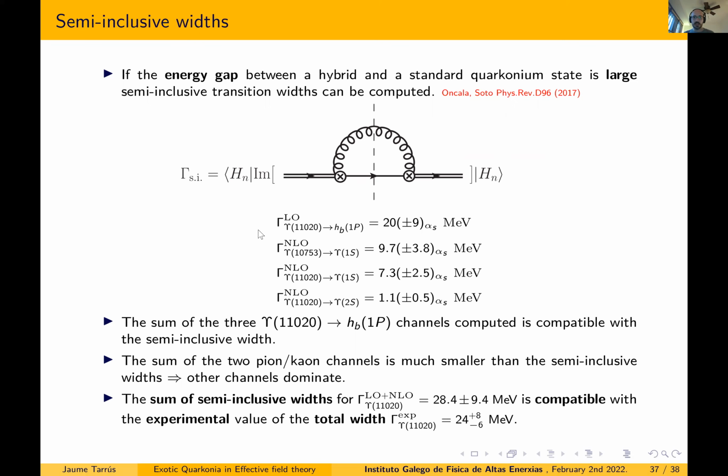Here, what is interesting is that if one adds these inclusive widths for the Upsilon(11020) state, for which we have a leading order one and 2 next-to-leading order ones, the result we obtain is 28.4 MeV, which is pretty close and compatible, considering uncertainties, with the experimental total width of the Upsilon(11020). So this reinforces our impression that this state is a very good candidate to be a bottomonium hybrid.